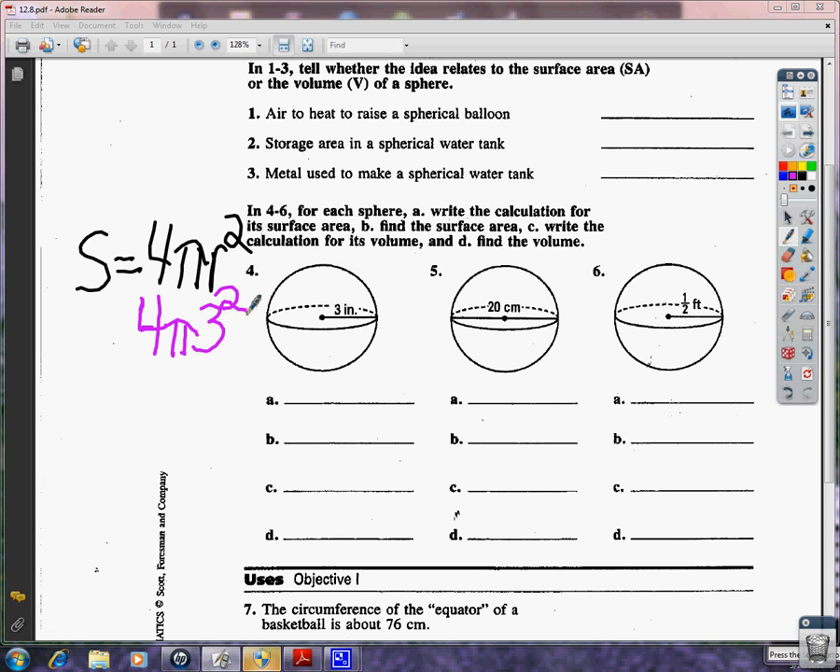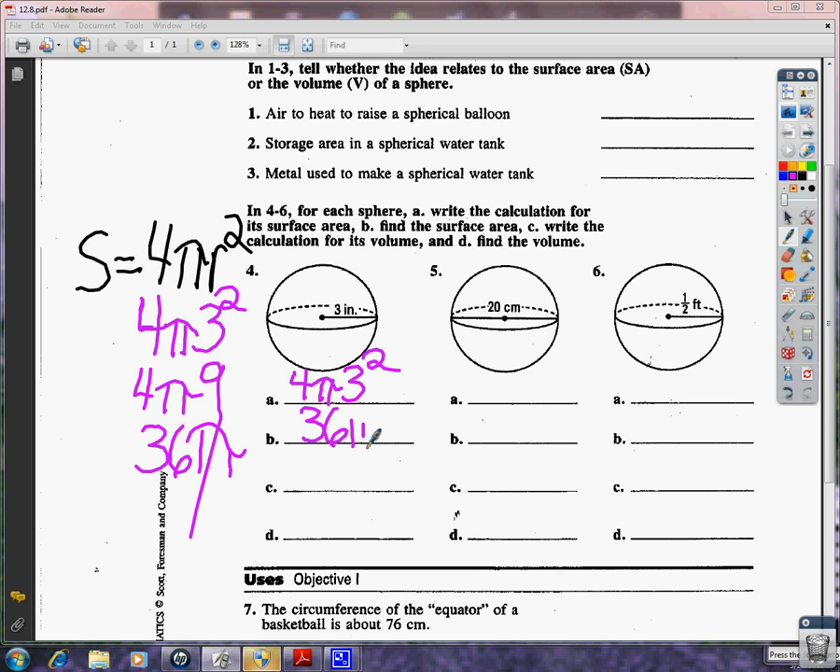3 squared is 9. Times 4, so we have 4 pi 9. 9 times 4 is 36. So you have 36 pi. The calculation was 4 pi 3 squared. The answer was 36 pi, and don't forget inches squared.